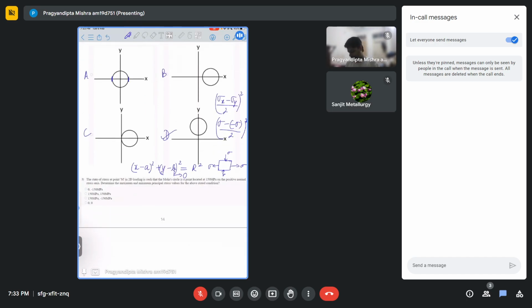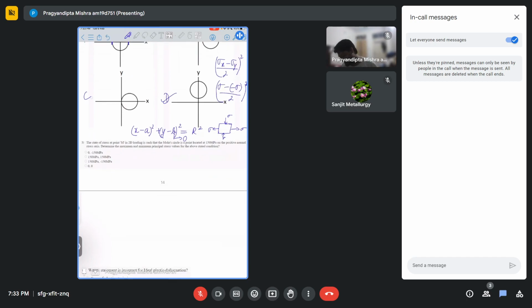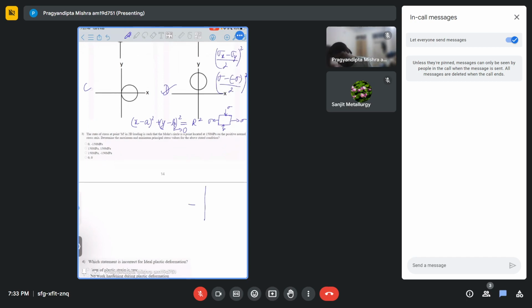Okay. So let's move on to question number 3. They are telling the state of stress at a particular point M in 2D loading is such that the Mohr circle is a point located at 150 MPa on the positive normal stress axis. Determine the maximum and minimum principal stress values for the above stated conditions. So for a particular case, your Mohr circle is just a point M located at 150 MPa on the x-axis.